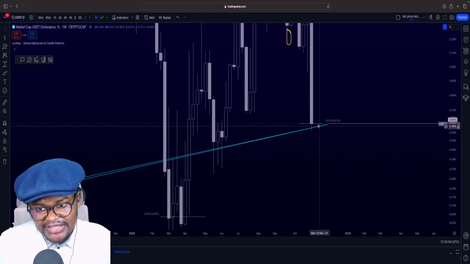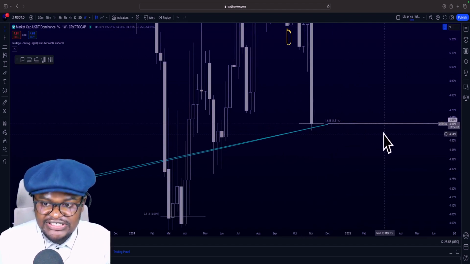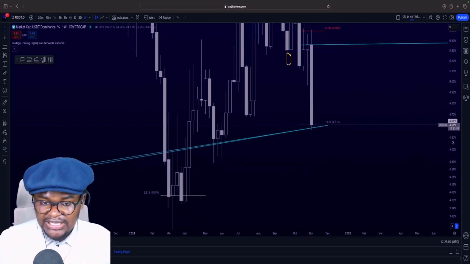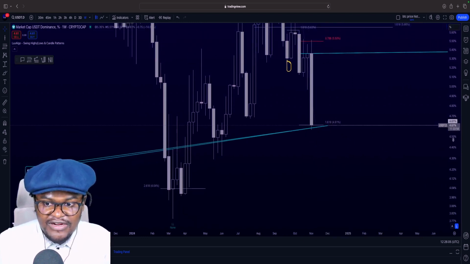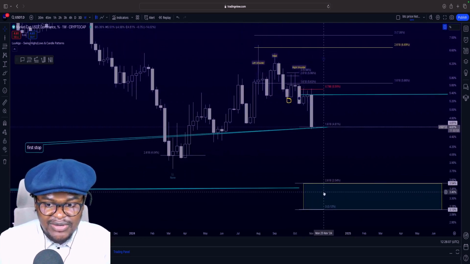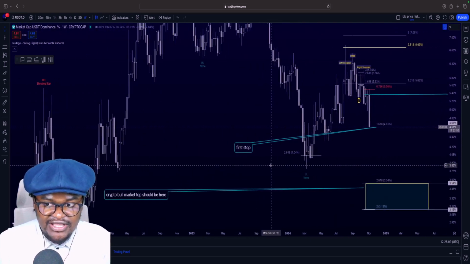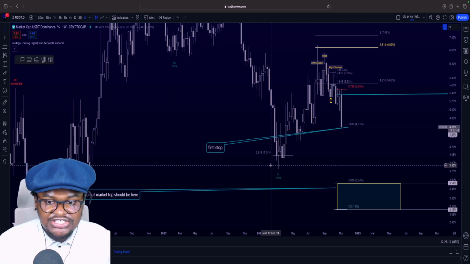I'd actually like to see it close a weekly candle below this zone. It sitting here is not so nice. I'd like to see it close a weekly candle below this zone, confirming that it's going to come down as low as the 2.618 right here. But currently that's the situation, folks.